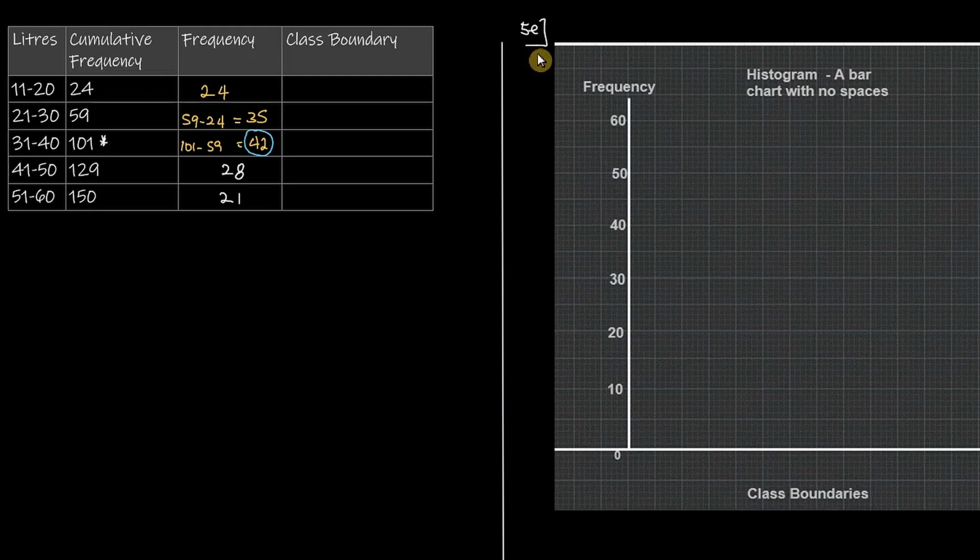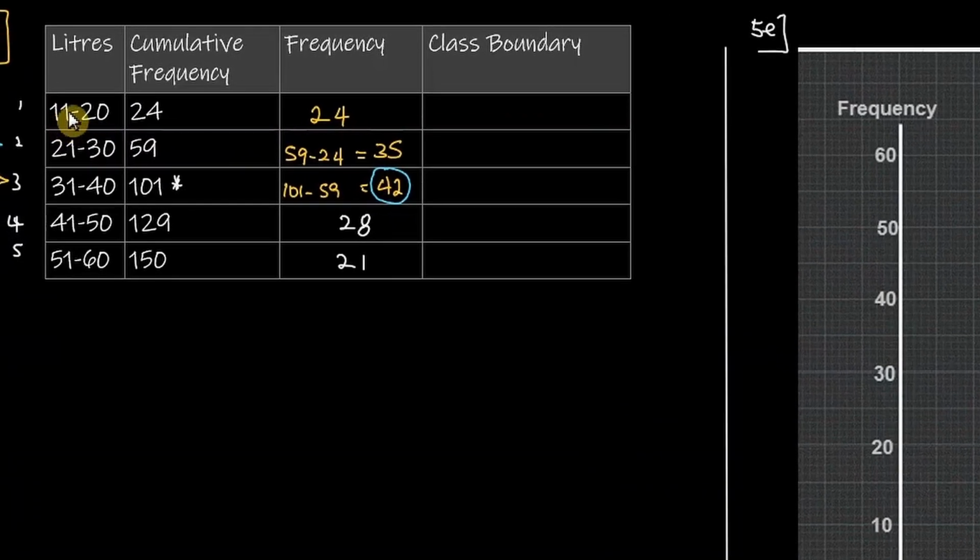So in 5E, we're asked to draw a histogram based on the distribution shown in the table. The histogram is basically a bar chart with no spaces. Because there are no spaces, we will need to use the class boundaries and not the class limits. Notice that we do have spaces in the classes. For example, in class 1, the consumption is between 11 and 20. In class 2, it's between 21 and 30. So there is no information between 20 and 21. So we will need to close that gap using the class boundaries.